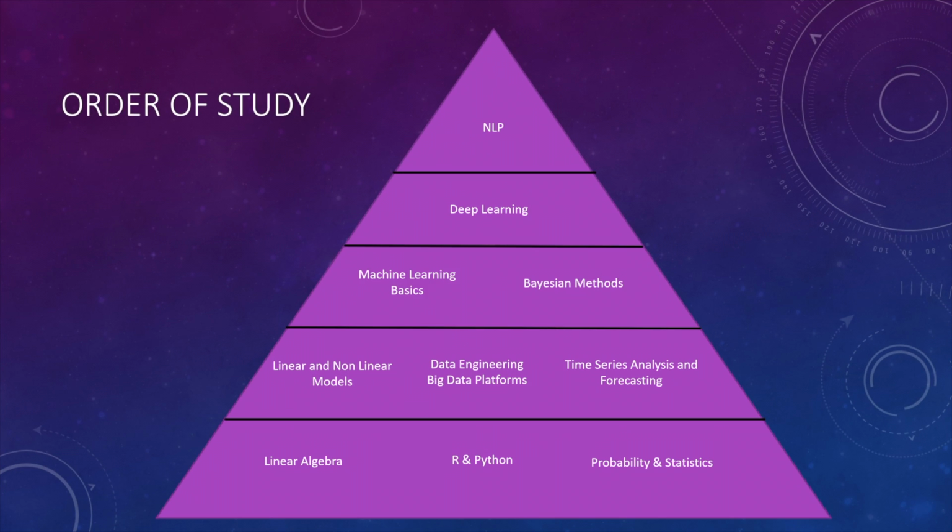Next up is the order of studying. Here is a suggested order you can study these topics in and devote 3 months to each level. For the first 3 months, you can cover linear algebra, R and Python, and probability and statistics. Then you can move on to linear and nonlinear models, data engineering, and time series analysis. Once you have covered all these, you are ready to take on machine learning basics and then deep learning. Some of the topics like Bayesian methods and NLP are optional and you can leave them out if you want to.